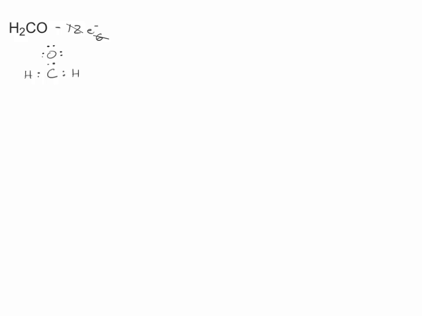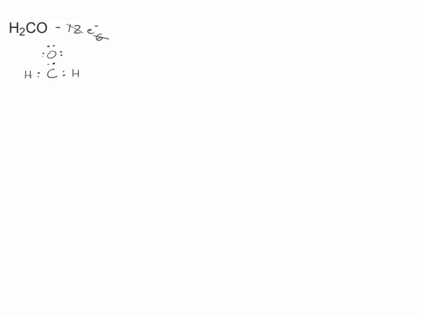Now, when we look at the rules, the duet rule refers to hydrogen, and hydrogen has 2 electrons by it. That's good. This hydrogen has 2 electrons by it. That's good. Oxygen obeys the octet rule. It needs 8: 2, 4, 6, 8. It has 8. Carbon also obeys the octet rule. 2, 4, 6. It's missing some. It wants to have 8 around it.